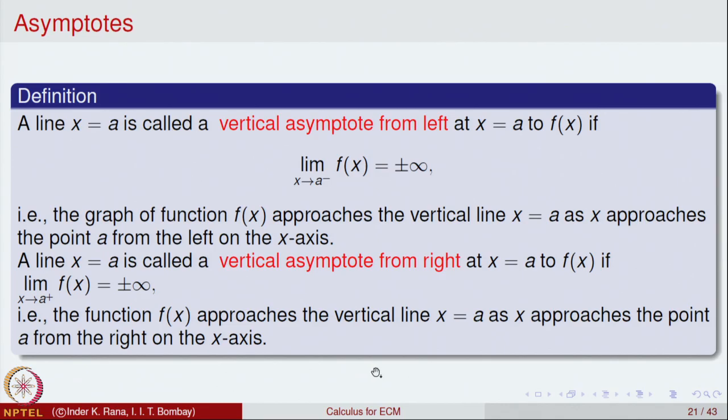So, why are these necessary? We saw an example that the average cost tends to become smaller and smaller, never becomes 0, but approaches the line. So, asymptotes do play a role in analyzing problems in economics, and we will study some more examples in the next lecture.